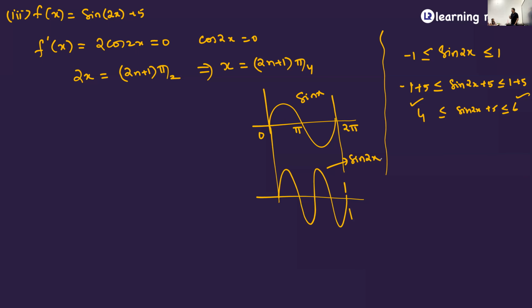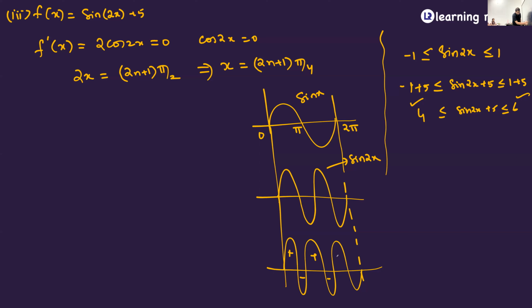Suppose I make it sine 3x, what will happen? Within 0 to 2 pi, the graph is supposed to repeat itself thrice: positive, negative, positive. Are you able to understand? So this will be the graph for sine 3x. So this number is very important. Suppose that number becomes half, then what is the meaning of it? You will get only half a cycle between 0 to 2 pi, meaning you will have only an upper curve.